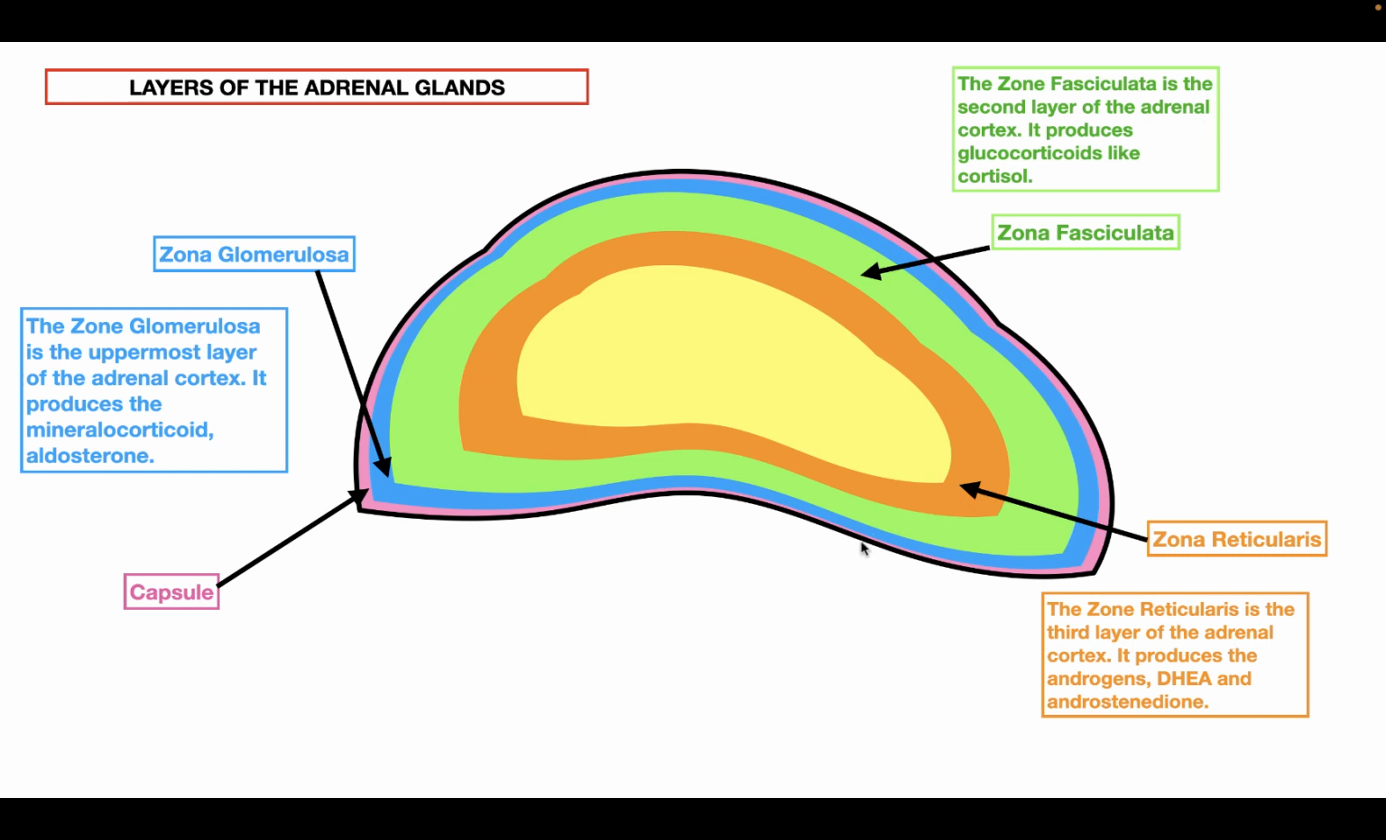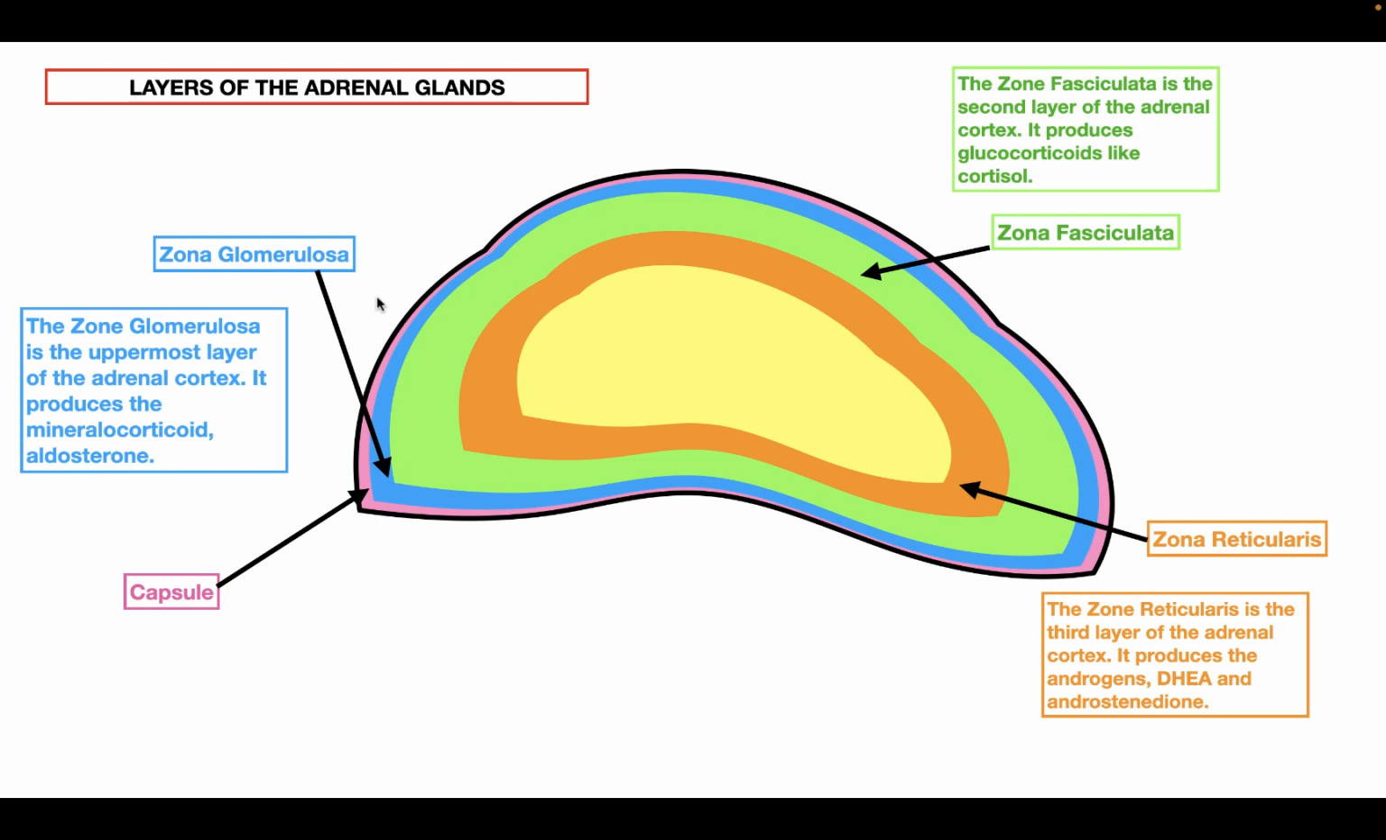So remember that we have the capsule surrounding the exterior, and then we have the adrenal cortex. And remember that the adrenal cortex is made up of 3 layers. The first layer is the zona glomerulosa, the second layer is the zona fasciculata, and then the final layer is going to be the zona reticularis.